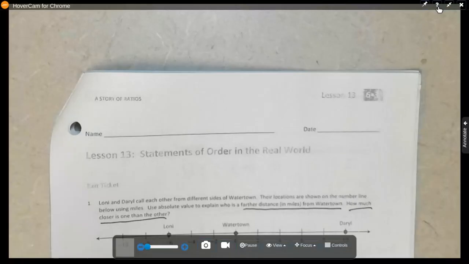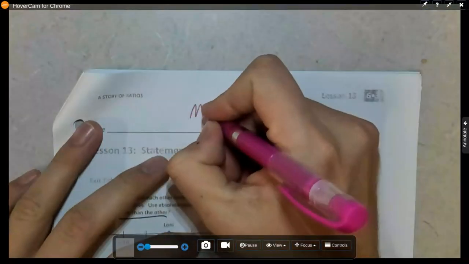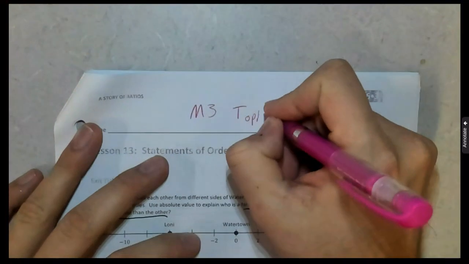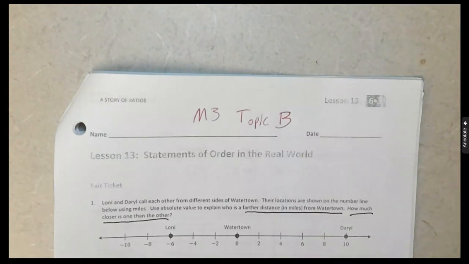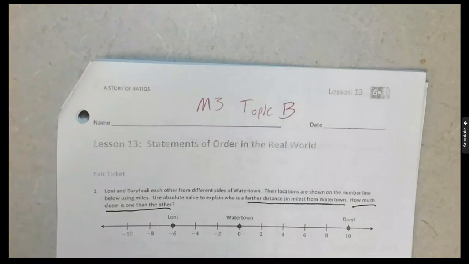Sixth graders. This is lesson 13 of module 3, topic B. So let's jump in and let's get started. So statements of order in the real world, lesson 13.